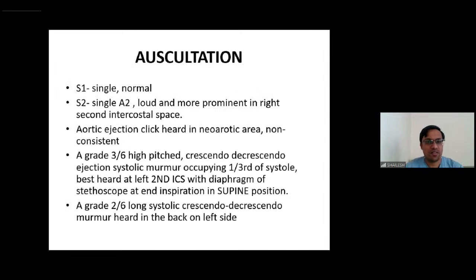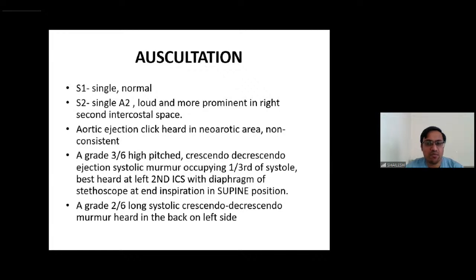On auscultation, the first heart sound is single and normal. There is a single second heart sound, which is a loud A2, and it is more prominent in the right second intercostal space. The aortic ejection click is heard in the aortic area, and it is inconstant.